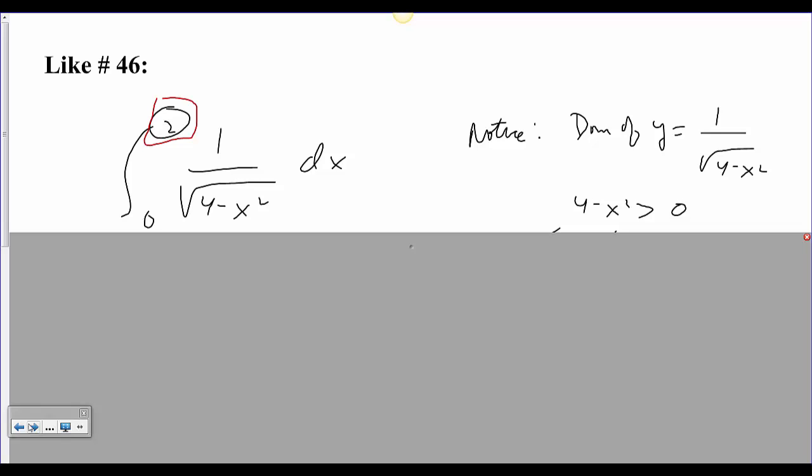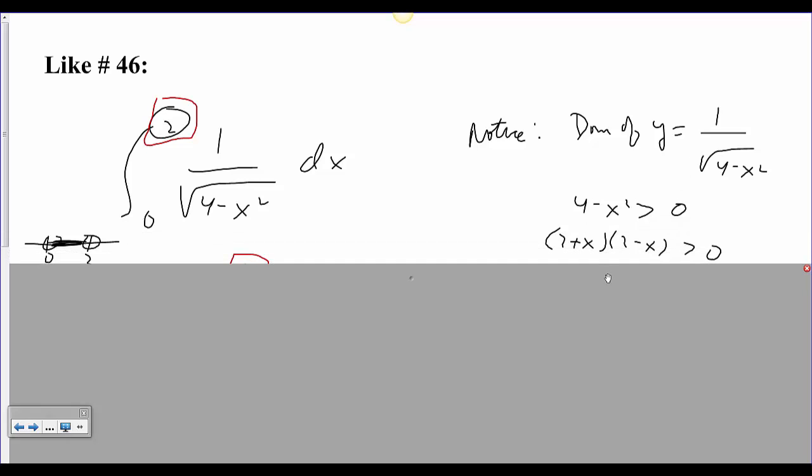Okay, this is like number 46. Again, the first thing you have to pay attention to, and you're not used to, is where this function is undefined. Where's the integrand undefined? Being a radical and also being in the denominator, and an even root, your radicand has to be greater than 0, and of course it can't be 0. Normally we would say greater than or equal to, but we can't because it's in a denominator.